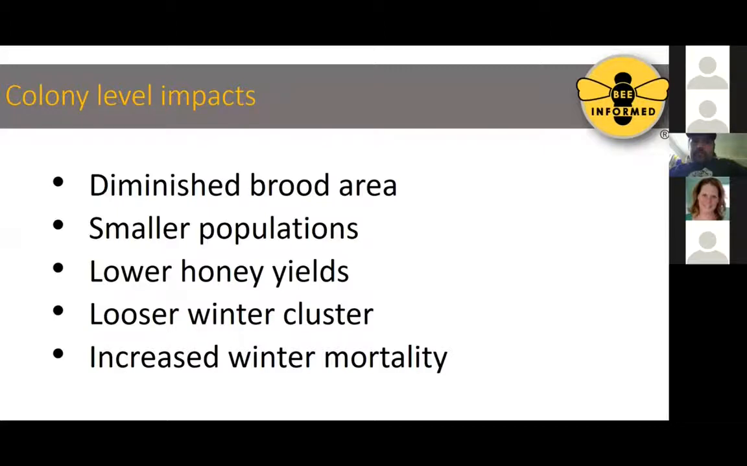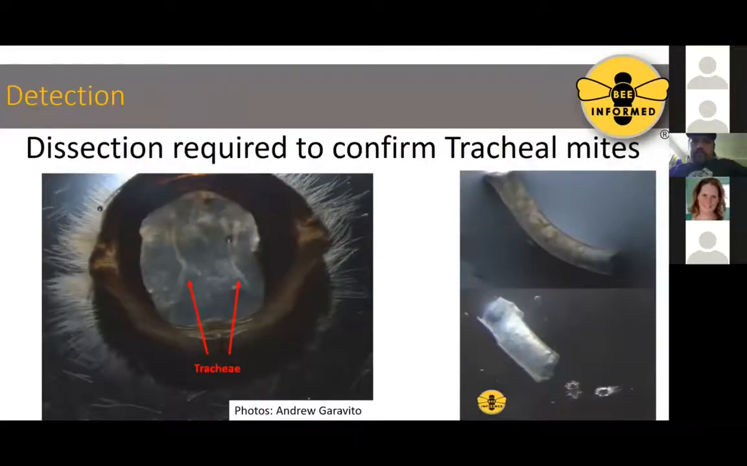So again, a lot of stressors will lead to diminished brood area and colonies not growing. So again, no real reliable visual diagnostics, but these are some of the things you may be looking for that may put tracheal mites in your mind. What is required for detection or for diagnosis is dissection.